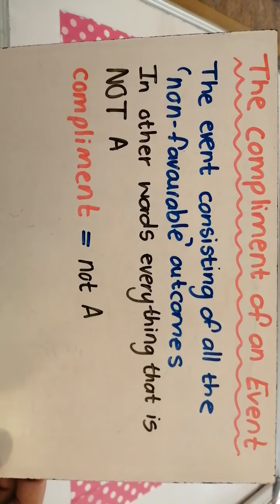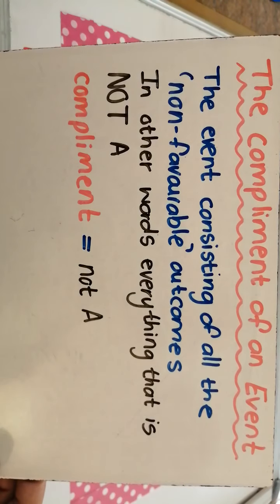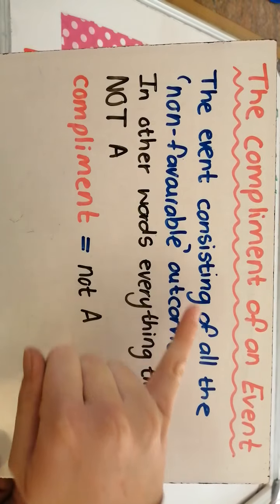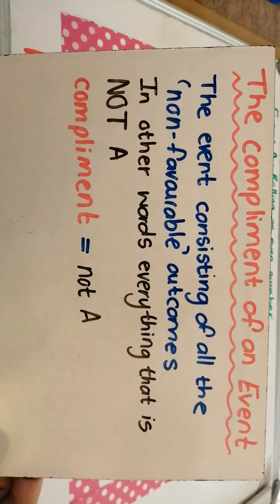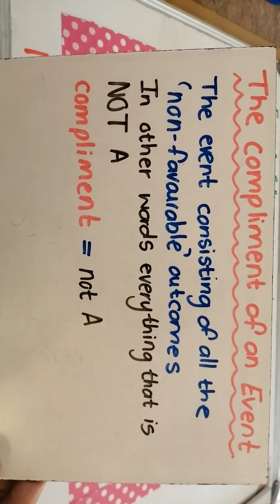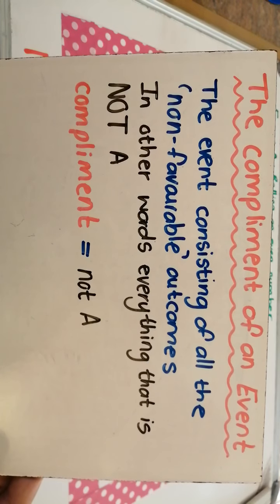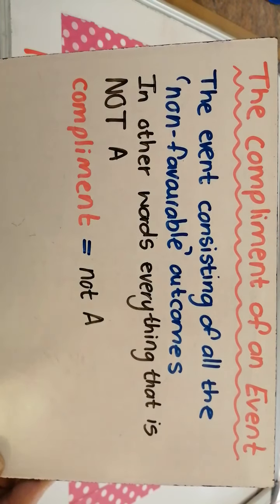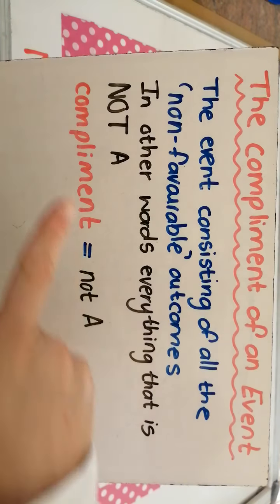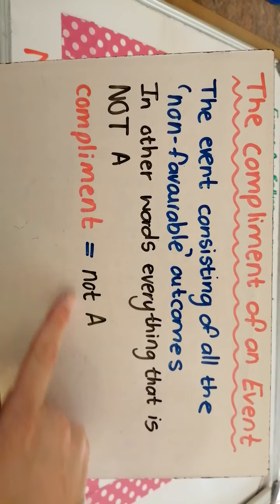So grade 10s, I want to introduce you to a new word, and that is the complement of an event. So the complement of an event is the event consisting of all the non-favorable outcomes. So all of the things I didn't want to get. So in other words, everything that is not A. So remember, A we put into our circle, and everything that stayed in the sample space would be our complement. So complement means everything that is not A, that doesn't fall in your circles.